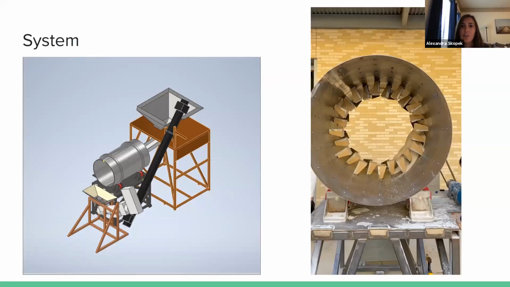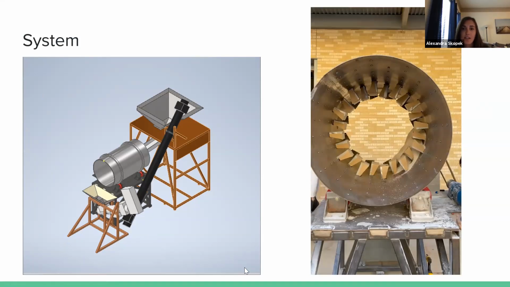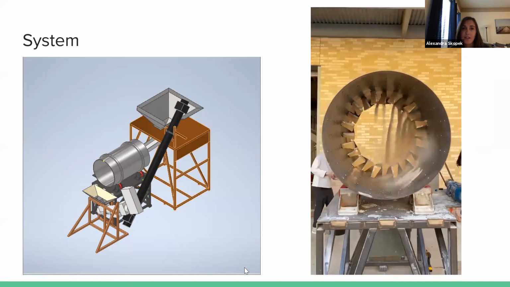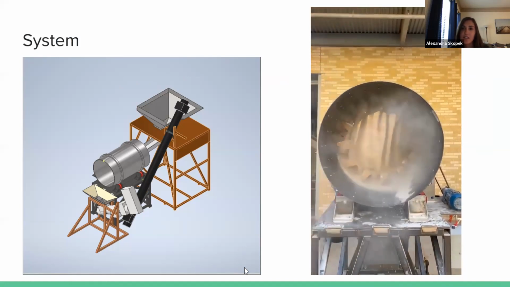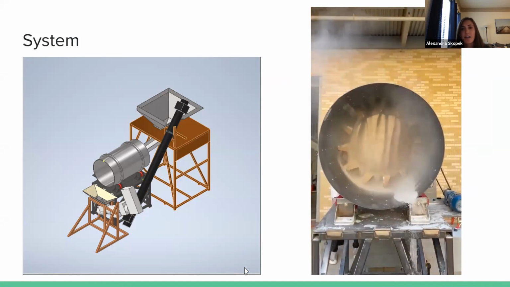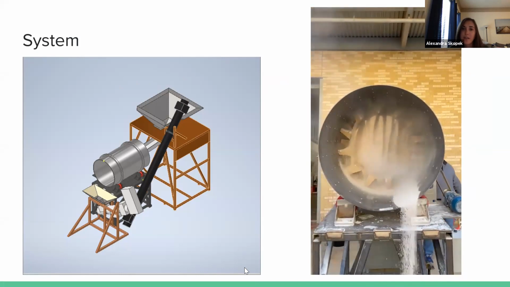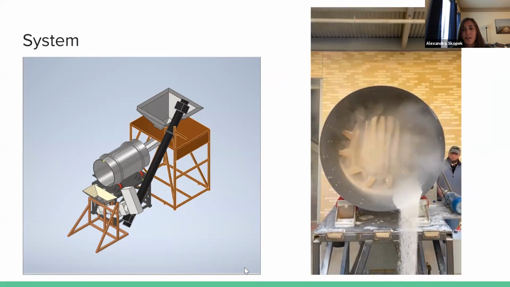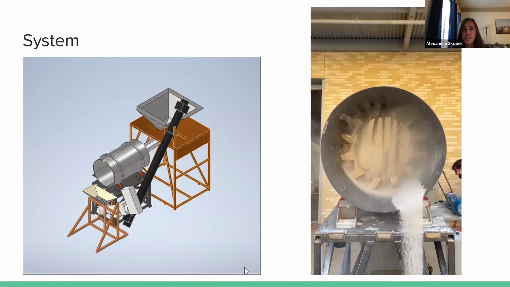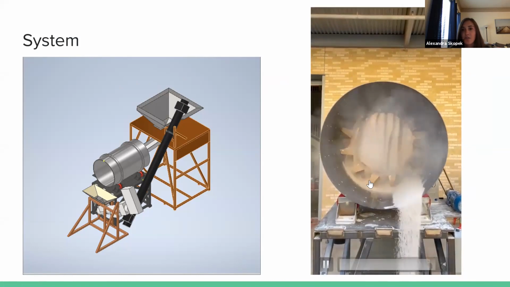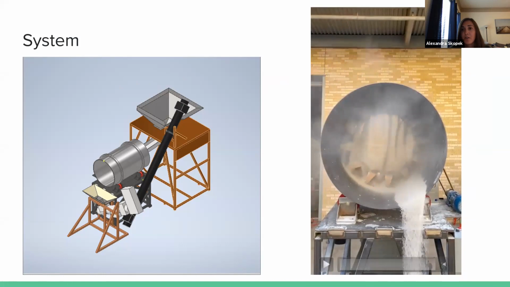So here is a model that we created using Inventor. As you can see, there is the cylindrical dryer that's mounted on its base. It's also connected to a feed system, which is being designed by a different subgroup, and its purpose is transporting the product from the exit back to the entrance of the cylinder. And this video is showing the dryer in motion with product in it.